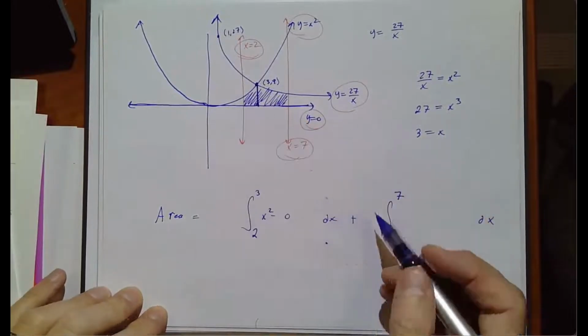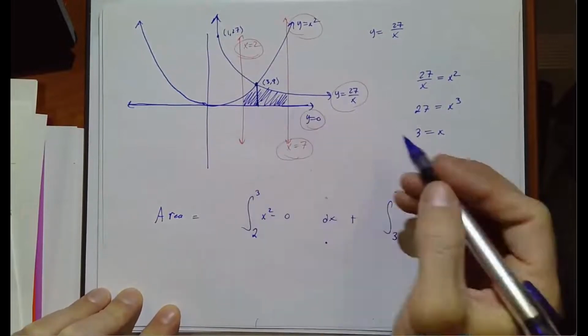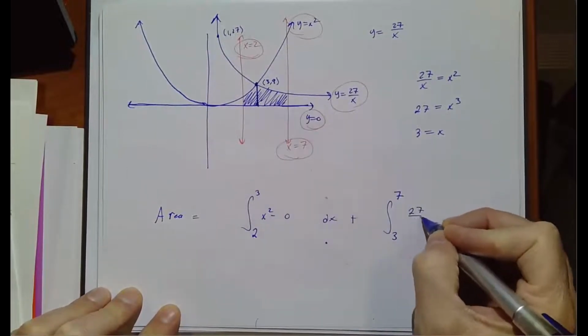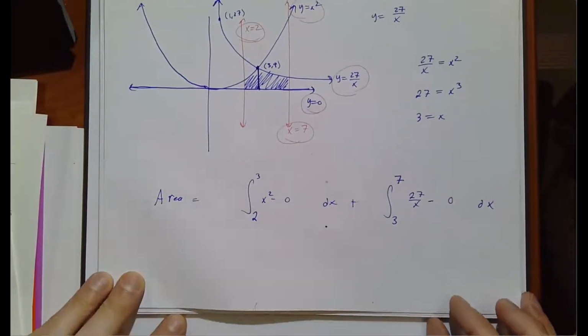For the next piece, it's going to be the integral from 3 to 7 of, again, the top function, 27 over x, minus the bottom function, which is again 0. This one's actually not too terrible to calculate.